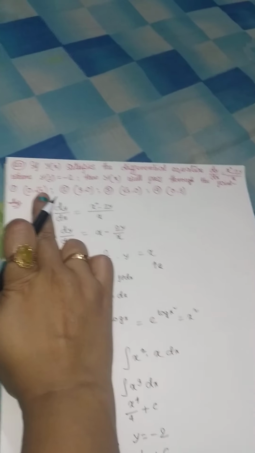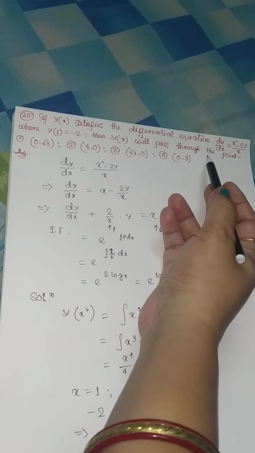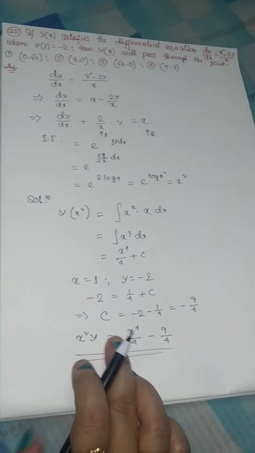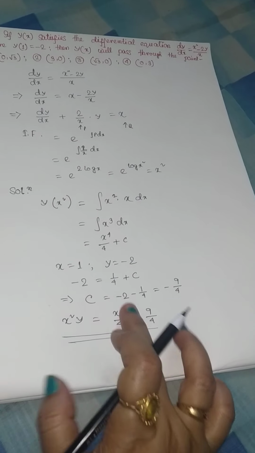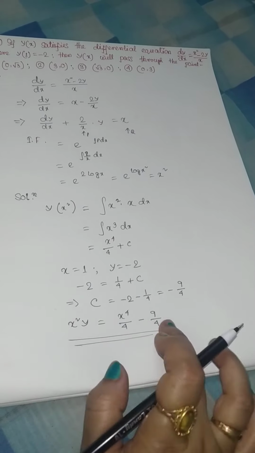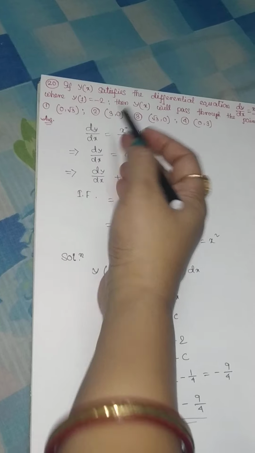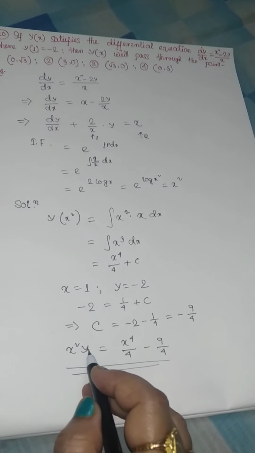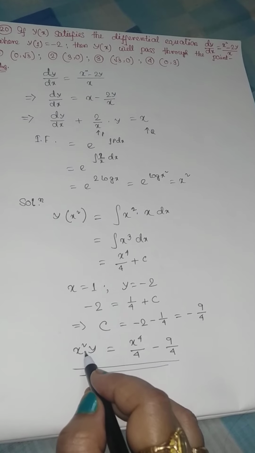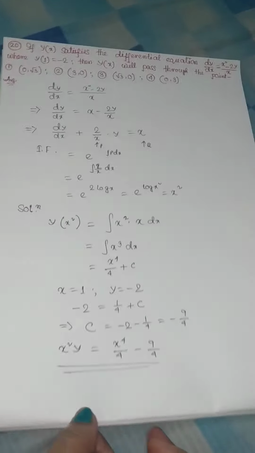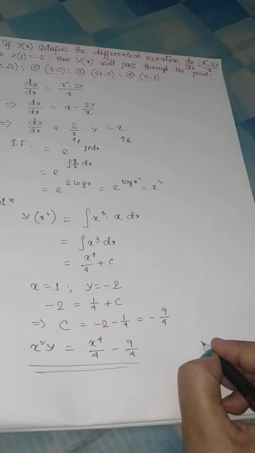Now putting the 4 values in this, and checking which one is satisfied, meaning the equation passes through that point. Okay, option 1 is (0, √3). Now x = 0 means the whole left thing is 0, and the right side is -9/4. 0 is not equal to -9/4. Option 1 is not satisfied. Now option 2.